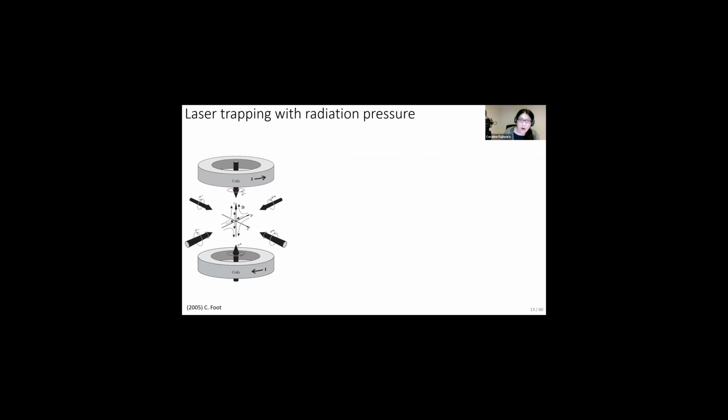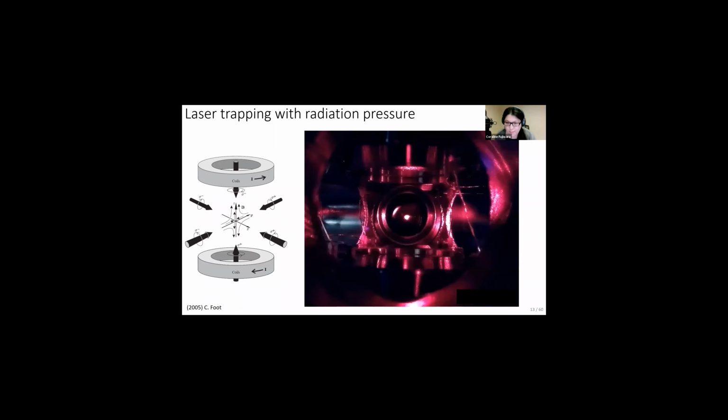So now, that was a simple one-dimensional case. Let's make a trap and also cool in all three dimensions. To do that, I'll take that simple one-dimensional beam and multiply it six times. So I'll have one beam coming in from this side, another from this side, and repeat that in the X, Y, and Z directions. And for technical reasons, I'm also going to utilize this electromagnetic coil to apply a spatially varying magnetic field. That's the technical detail. And you can do this in the lab, and we get the following.